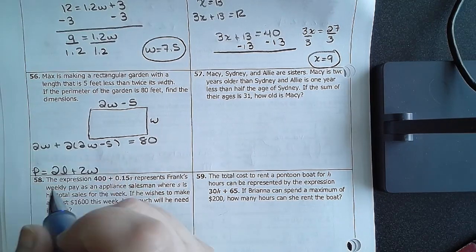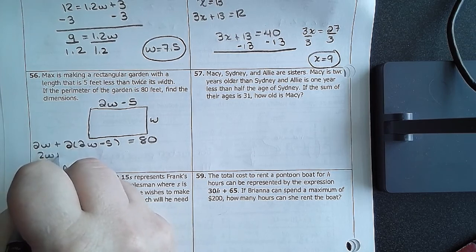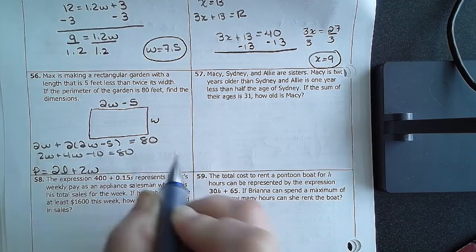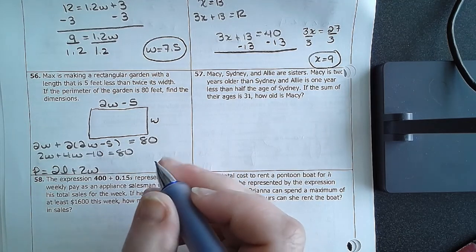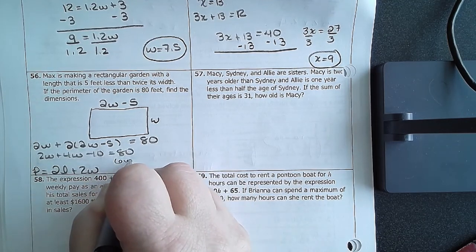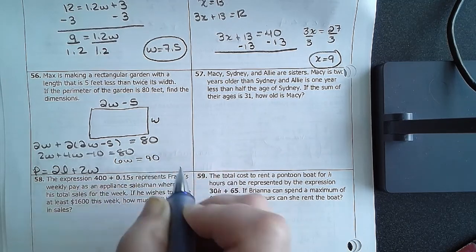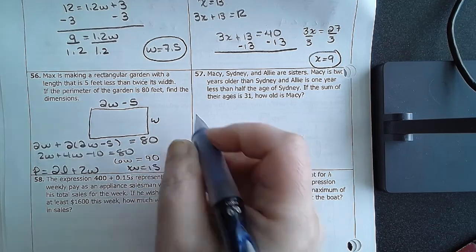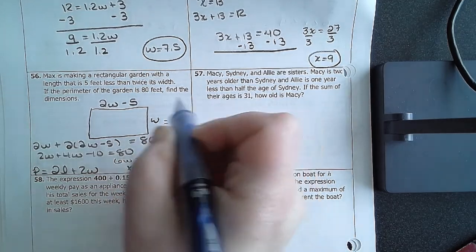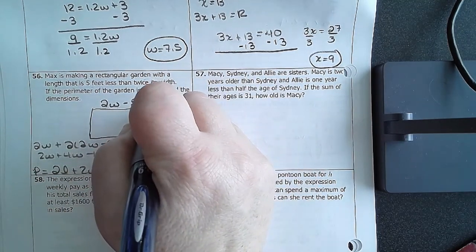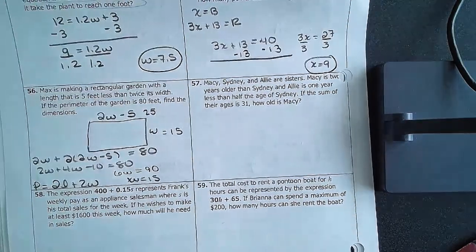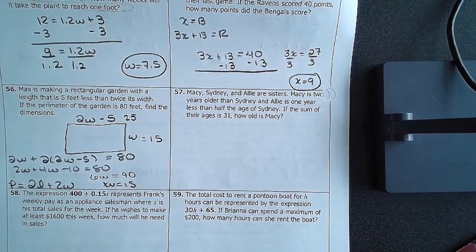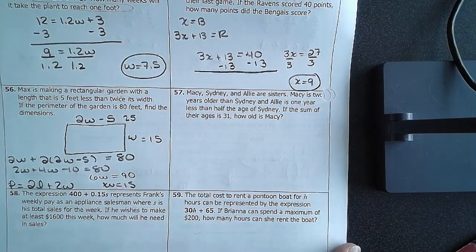Okay? So I have 2W plus 4W minus 10. And I get 6W equals 90. And then W is equal to 15. So W is 15, and then 30 minus 5, this would be 25. Okay? All right, that one was a little bit more complicated, so just definitely go back and take a look at that one.